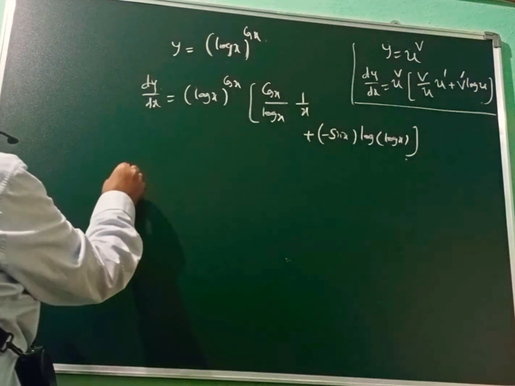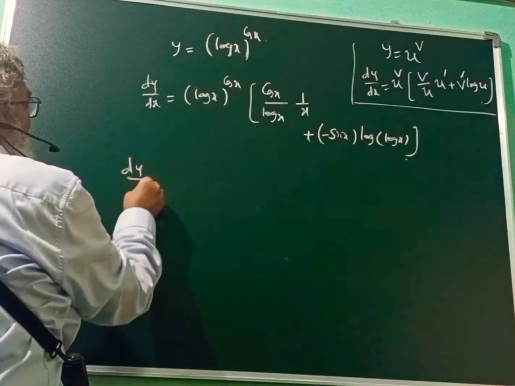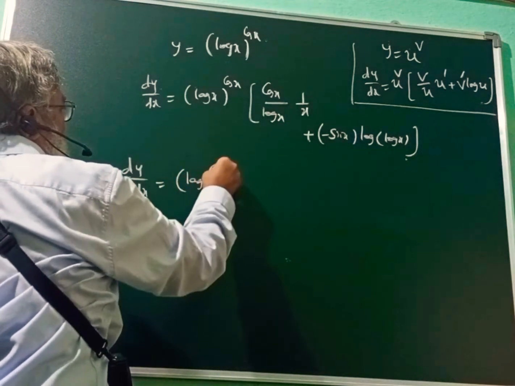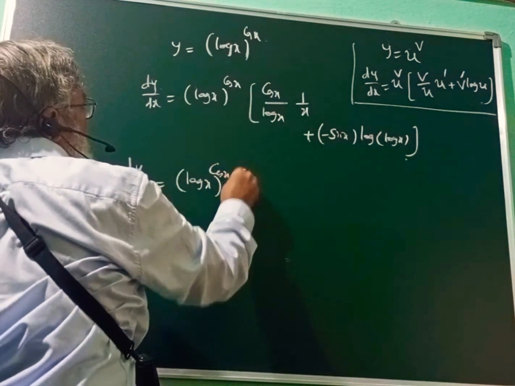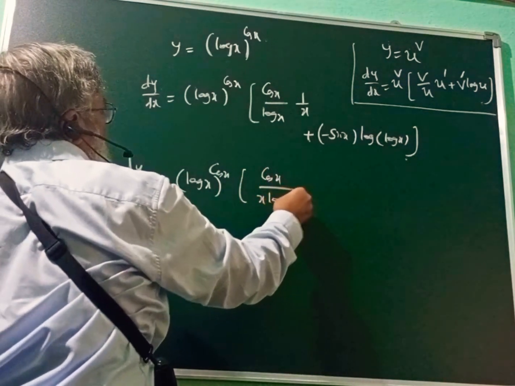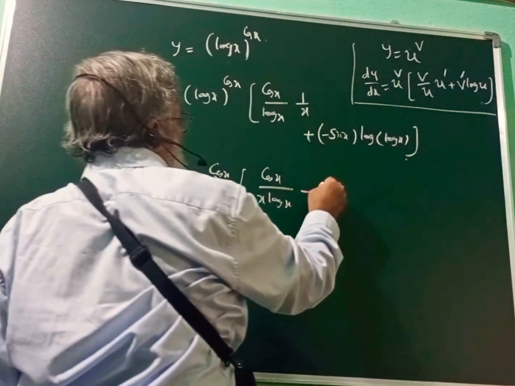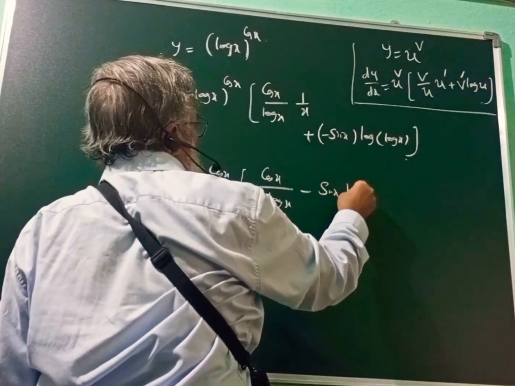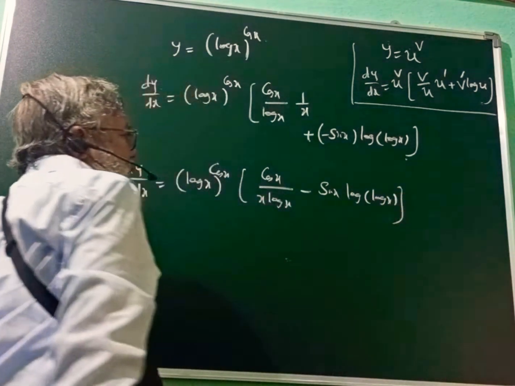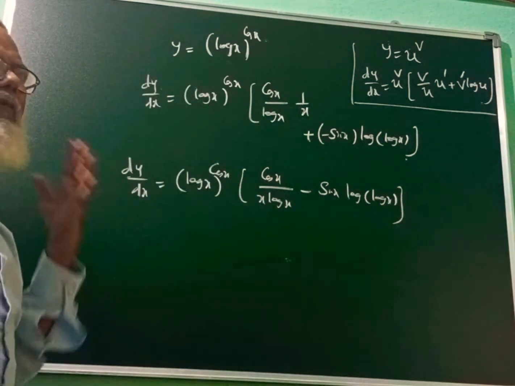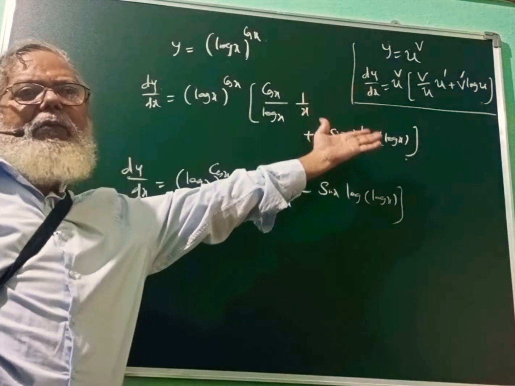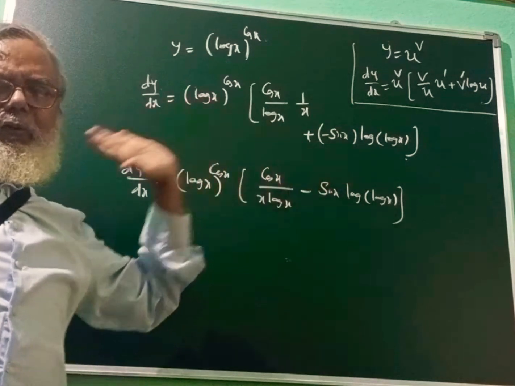So now we can write dy by dx is equal to (log x) raised to cos x into (cos x by x log x minus sin x into log of log x). Even if you do by applying log both the sides and simplify, you get the same answer. That's why better to have the habit of differentiating by applying the formula. It will be very convenient to use.